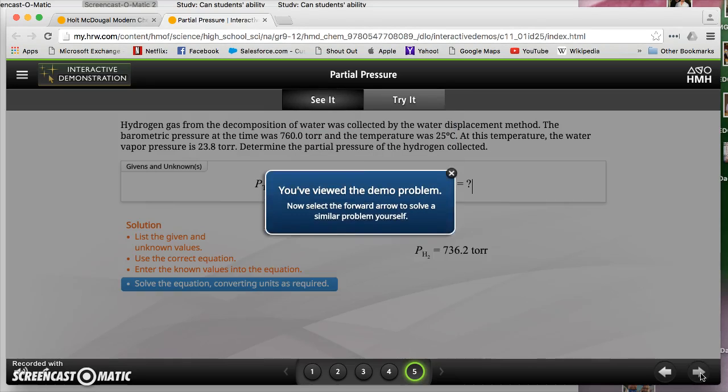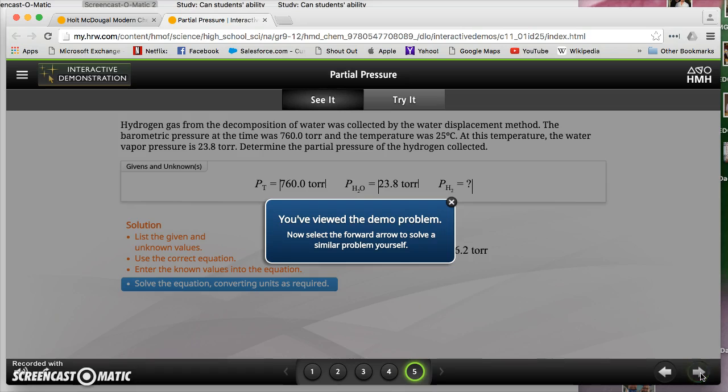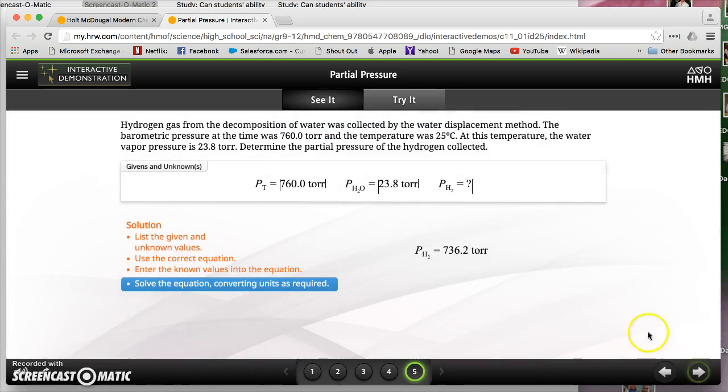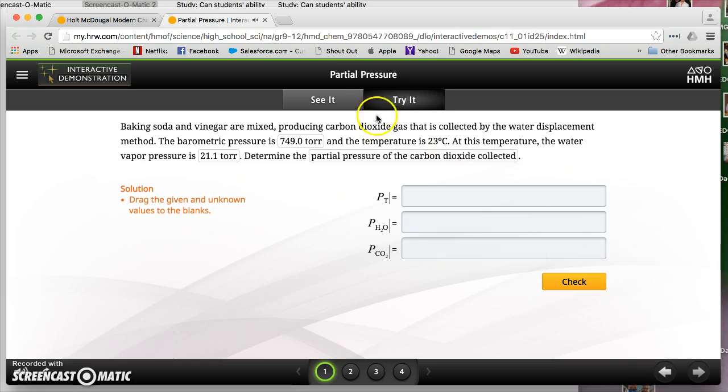Okay, now what's nice too is then kids actually work on one of their own. Baking soda and vinegar are mixed, producing carbon dioxide gas that is collected by the water displacement method. The barometric pressure is 749 torr and the temperature is 23 degrees Celsius. At this temperature, the water vapor pressure is 21.1 torr. Determine the partial pressure of the carbon dioxide collected. Drag the given and unknown values to the blanks.